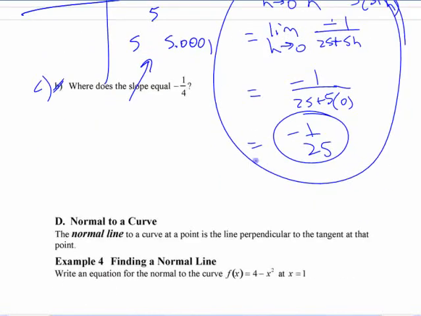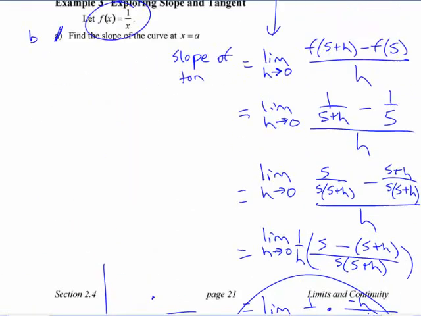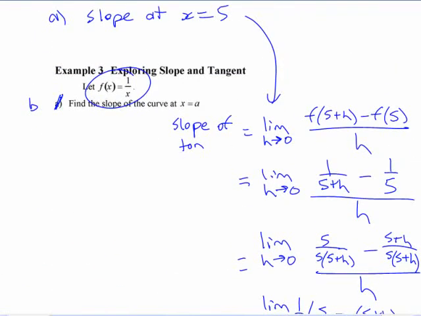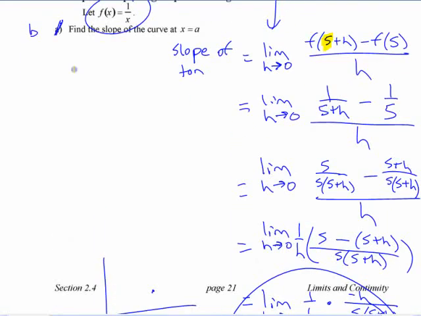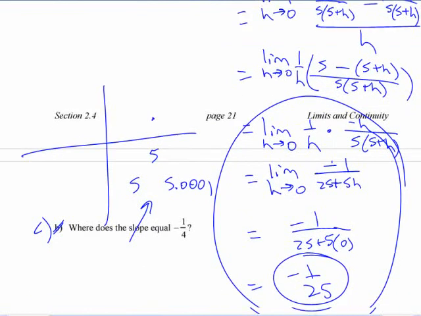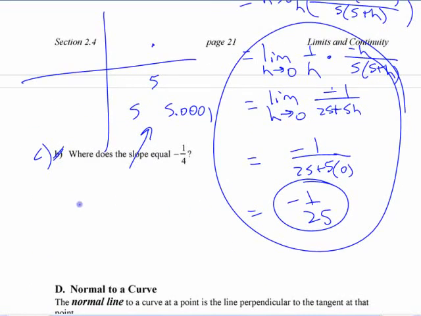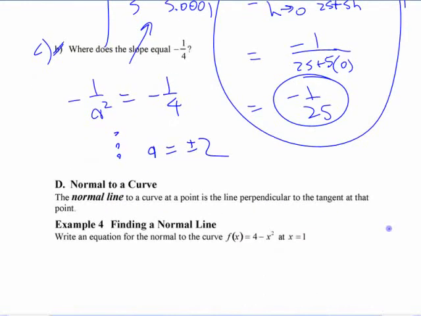If you went through and did it for this, it would be exactly the same, only everywhere that you have a 5, it's going to be an A. It shouldn't be any harder to work with, but you're going to end up with negative 1 over A squared. And when you do the third thing here, you're going to do negative 1 over a squared equals negative 1/4. You find a is plus or minus 2.